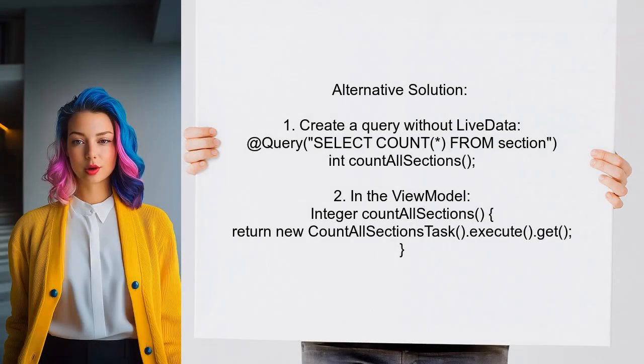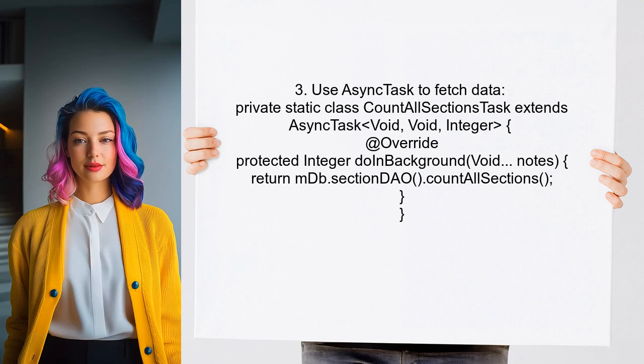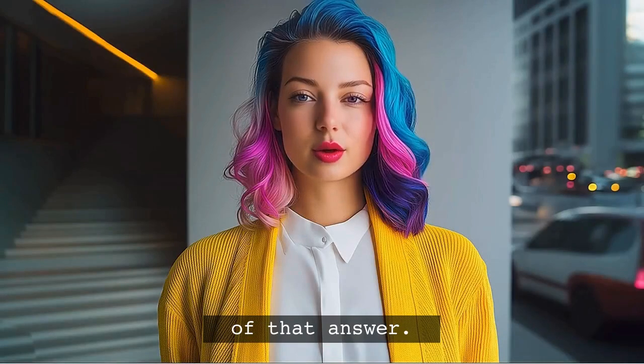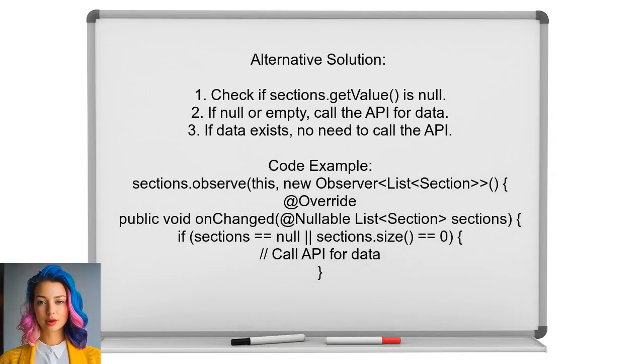An alternative solution from another user suggests creating a separate query without live data if you need to fetch data synchronously. They recommend using a query to count all sections in the database. That's the end of that answer. Let's see another perspective.